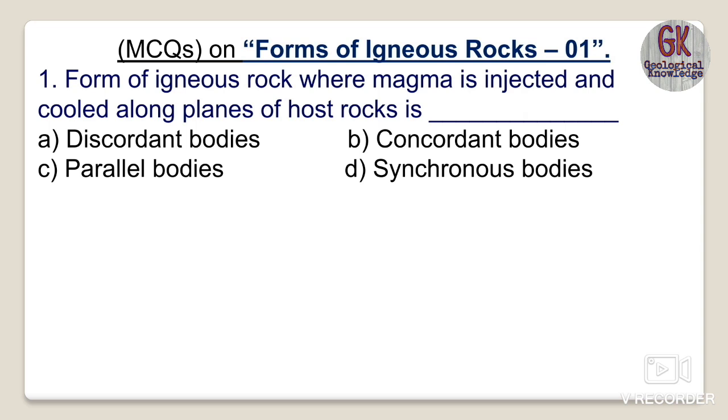The best examples of intrusive igneous rock bodies are stocks, batholiths, sills and dikes. That is today's focus: our focus will be to discuss all these intrusive as well as extrusive igneous bodies. The intrusive igneous rock bodies are further classified into two groups: the discordant as well as the concordant igneous bodies. So what are discordant and concordant bodies? Discordant igneous rock bodies are those which cut through the overlying strata.